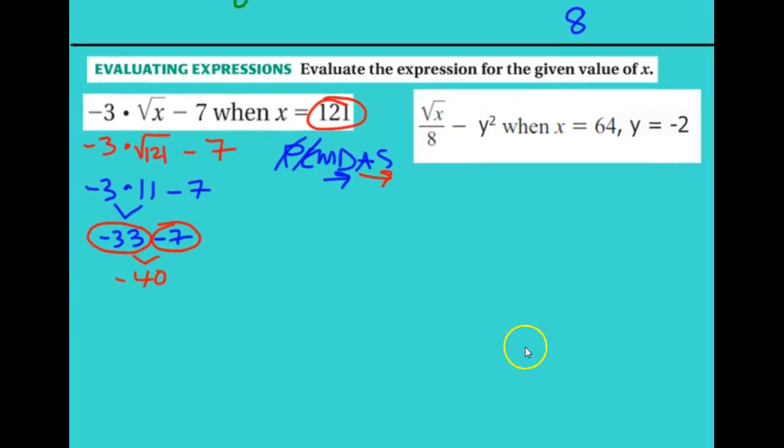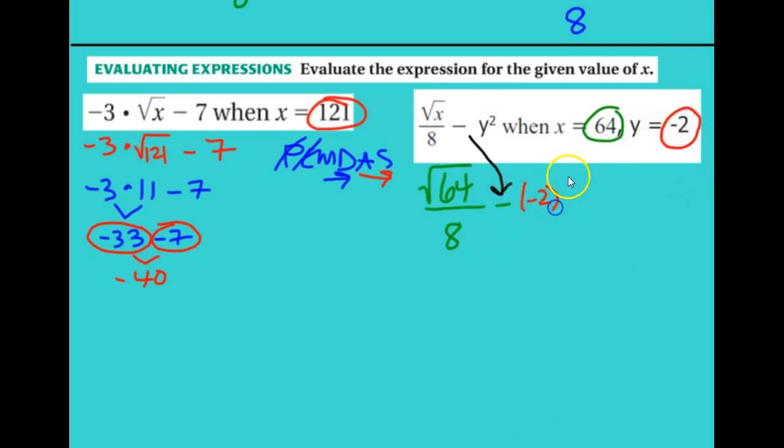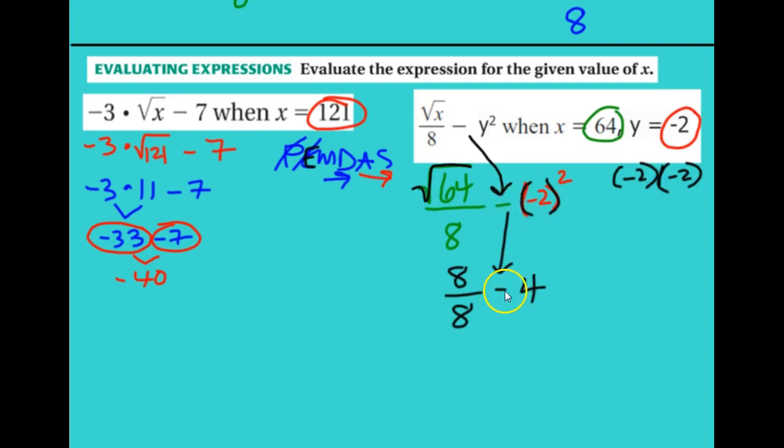The next one, let's do the same thing. Here it says the square root of x, and x is 64, divided by 8, and then that minus coming right from the equation. And then y is a -2, so this is really -2 squared. Following our order of operations, let's simplify our exponents and our square roots at the same time here. The square root of 64 is really just 8, so we have 8 over 8. That minus is from right there. And then -2 two times is really -2 times -2, which makes a positive 4.